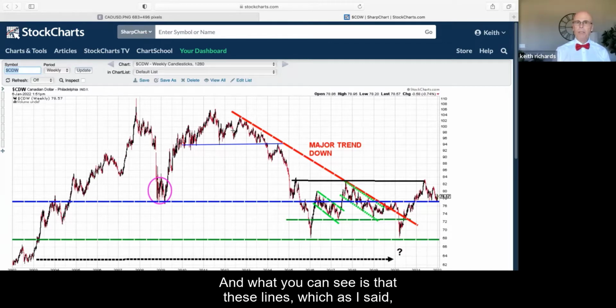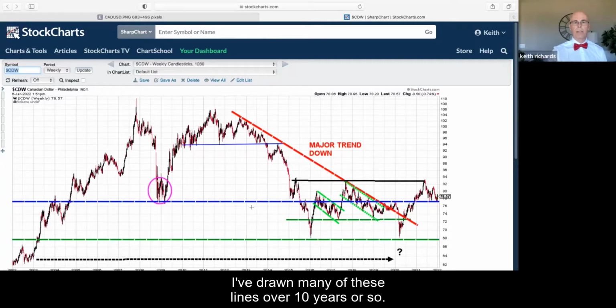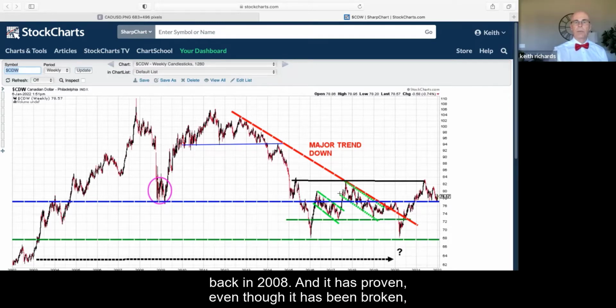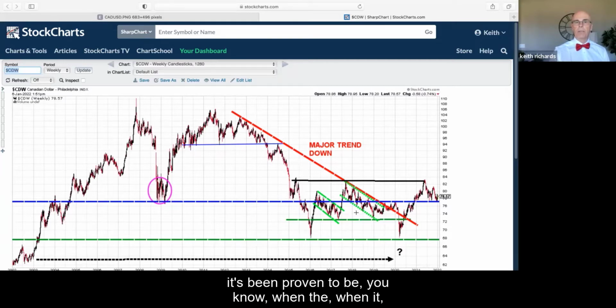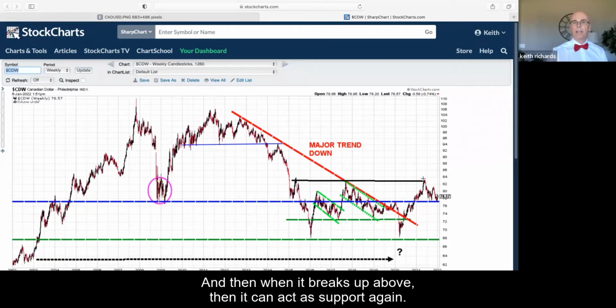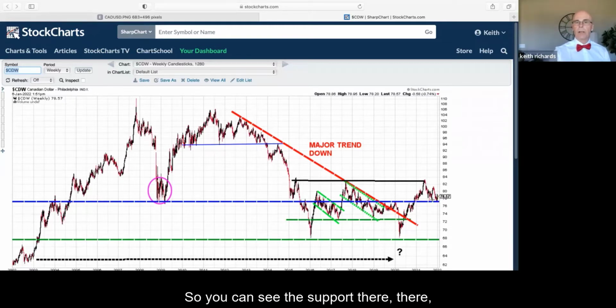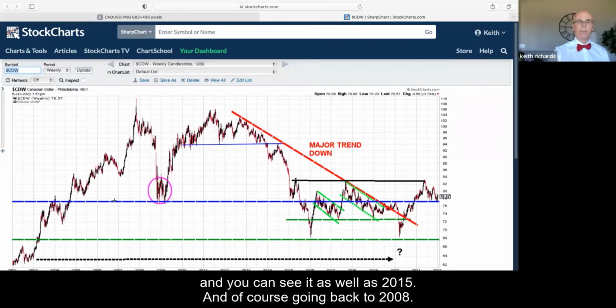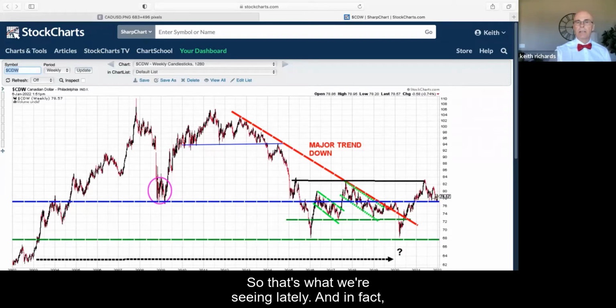And what you can see is that these lines, which, as I said, I've drawn over 10 years or so. This particular line used to be a level of support back in 2008, and even though it has been broken, it has proven that when the market breaks through on the dollar below that level, which is somewhere around 77 cents, it acts as a level of resistance. And then when it breaks up above, it can act as support again. So you can see the support there, and you can see it as well in 2015, and of course, going back to 2008. So that's what we're seeing lately.